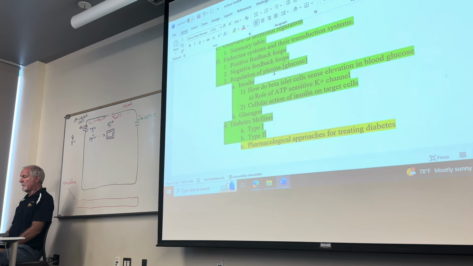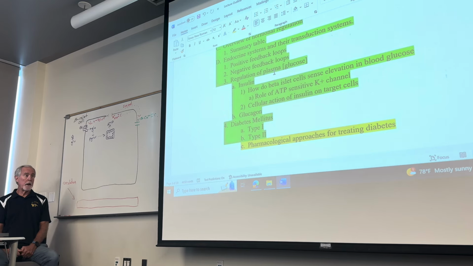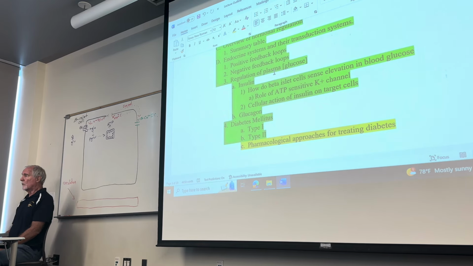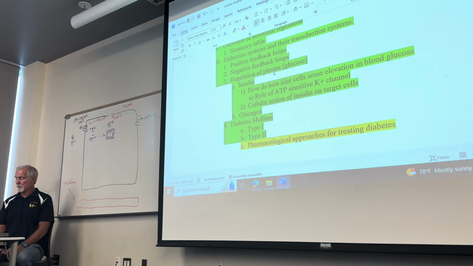Once I'm done with that, then we'll pick up our story that we've been going through in the lab and talking about action potentials and then how it is that excitable cells can communicate with other excitable cells.